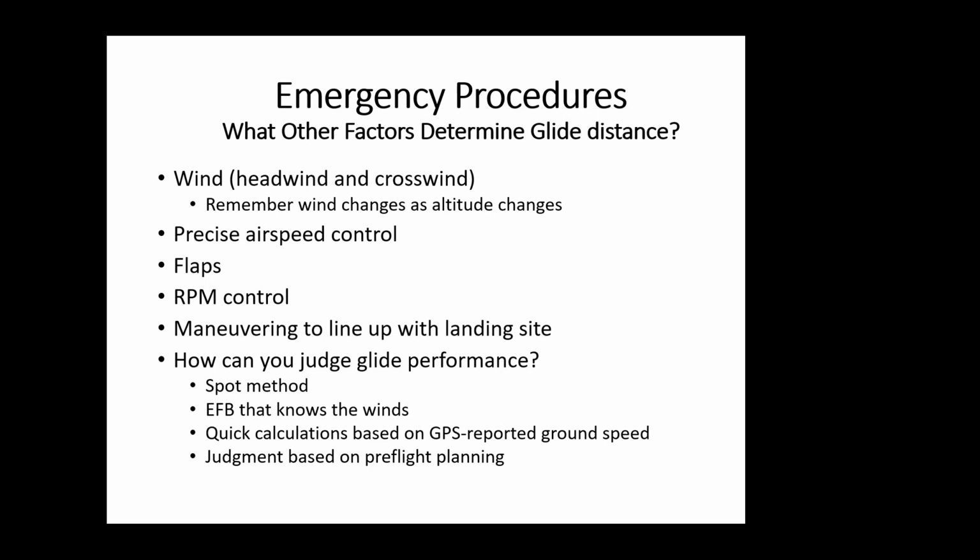Now, how can you judge your glide performance? You lost your engine. There's an airport somewhere. Can you make it? We talked about the spot method. The spot method is pretty accurate. It does, however, make the assumption, quote unquote, that the winds are going to remain the same. It tells you what's going on right now, but as you descend, the winds might change. So that's going to change things. If it's marginal whether you're going to make it, that might make a difference.